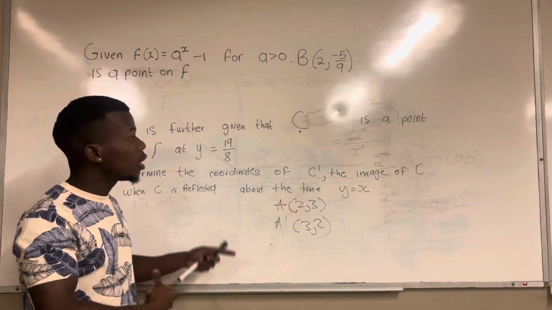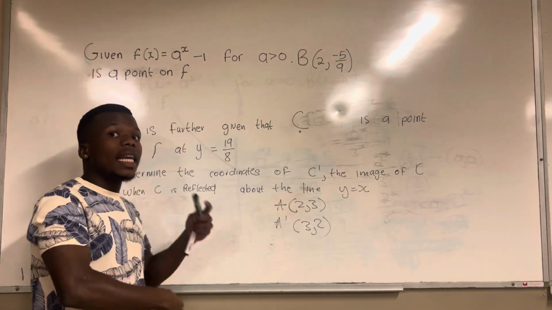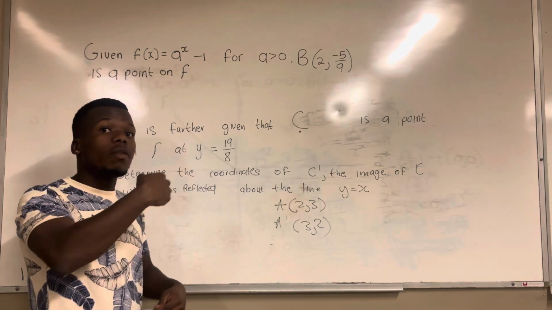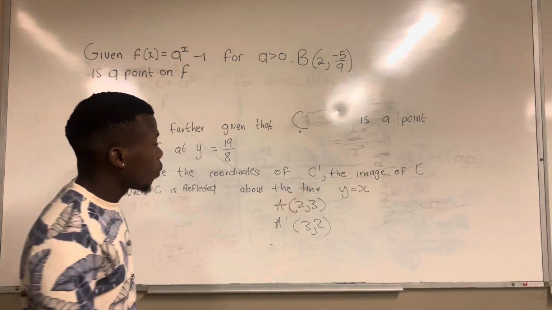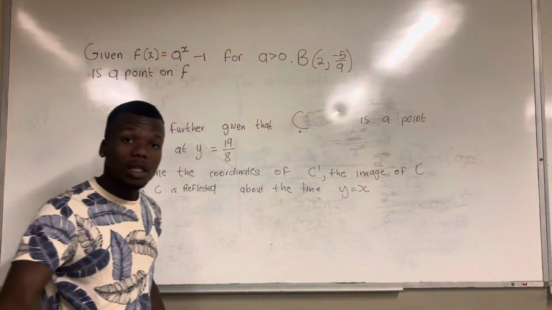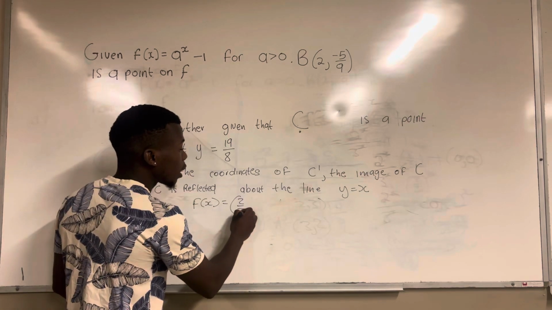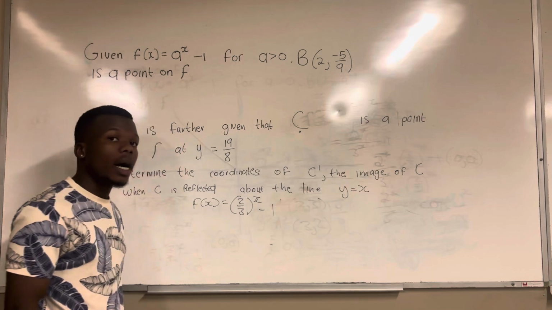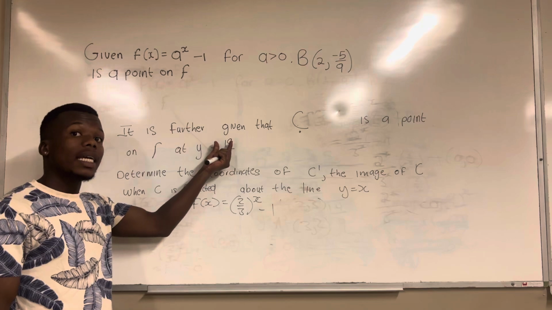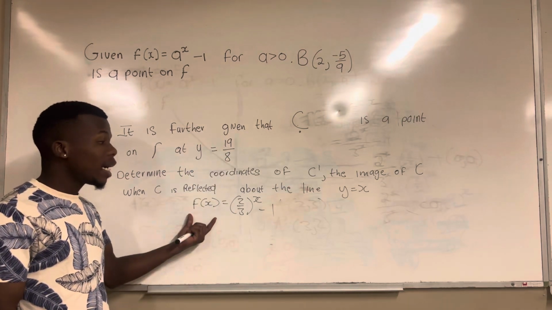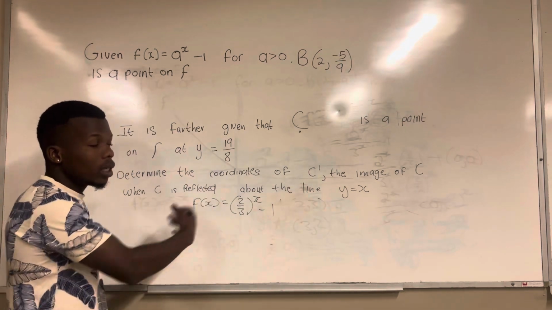We need to calculate the x value of C, as we are already given the y value, and then swap my coordinates, because our function was reflected on the line y equals x. Now, let's remember our function is f of x equals (2/3)^x minus 1. Remember, I have the corresponding y value, which is 19 over 8. Meaning, where I see y, I substitute 19 over 8 and calculate the value of x.